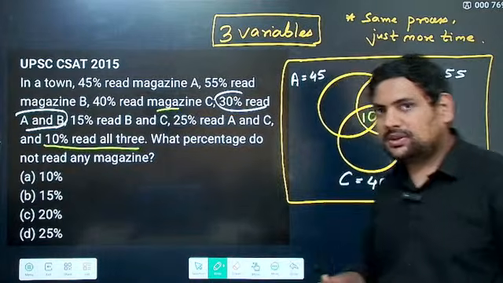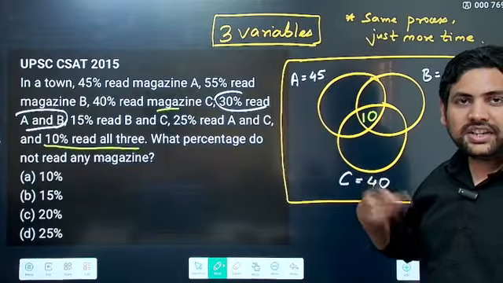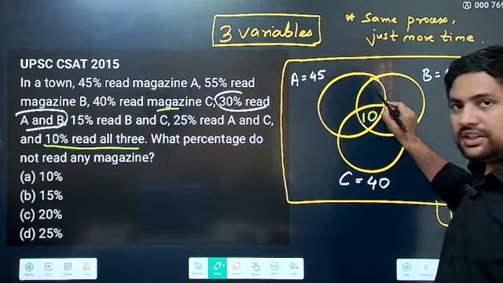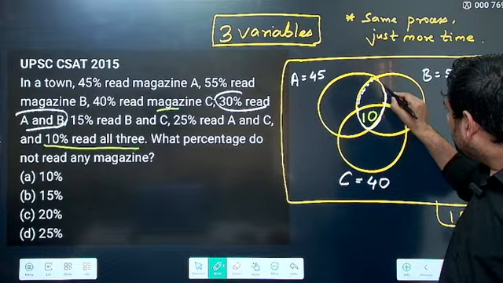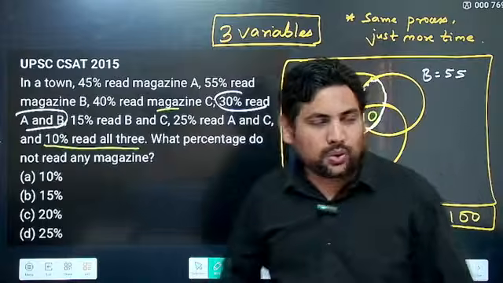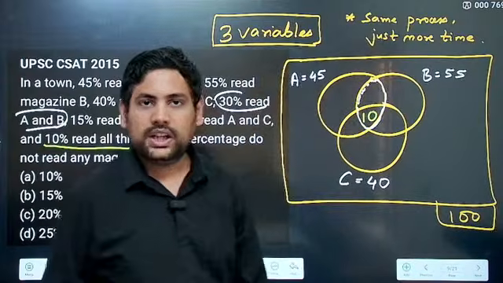30% read A and B means what? What is the region that reads A and B? This is not the region. This whole thing is the region. Can you feel this? This whole is the intersection of A and B.